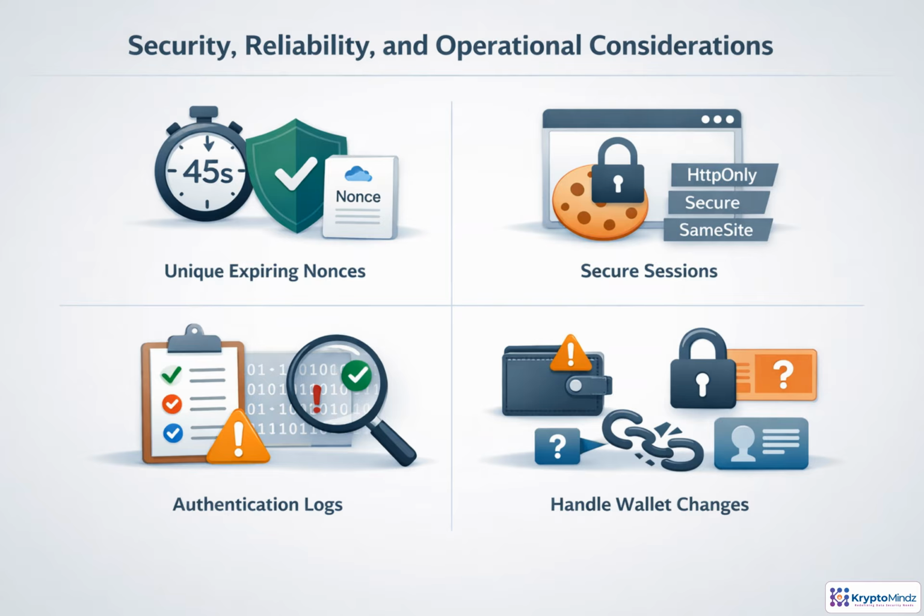Production wallet login is only trustworthy when the surrounding operations are solid. Treat every nonce as single-use and short-lived, so old signatures cannot be replayed. Once authenticated, protect the session with HTTP-only, secure, and same-site cookies. Record the events that matter: successful logins, failed verifications, wallet links, and logouts. Also, plan for messy realities, like users changing wallets, losing access, or creating duplicate identities. These basics turn a demo flow into a dependable production flow.